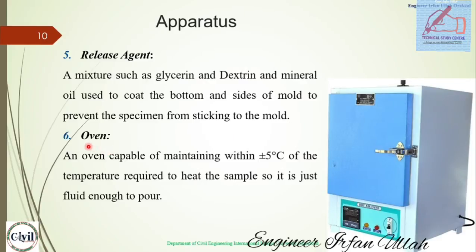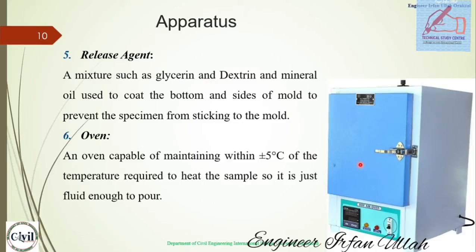Oven, most important. An oven like this will be required for maintaining a temperature, an oven capable of maintaining temperature within ±5 degrees centigrade of the temperature required. Why is this temperature required? To heat the sample so it is just fluid enough to pour. When you buy a bituminous sample in the market, it will not be pourable into the mold.